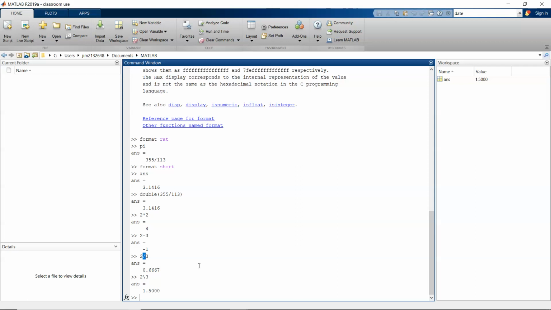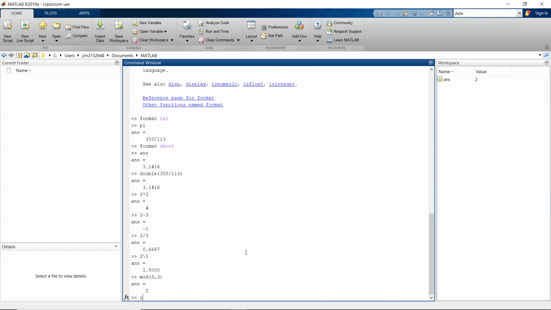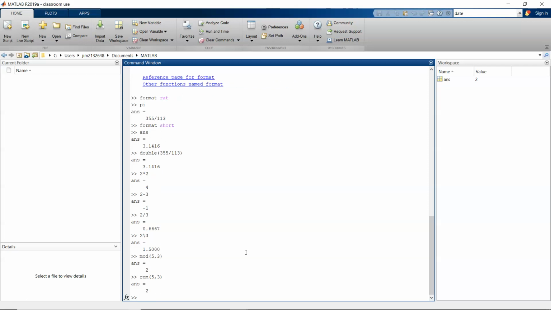Okay, and there's also integer division. There's mod and rem. Modulo is the remainder after division. For positive numbers, it's the same as the remainder. By the way, it gives you help how to use this command right there. And then it has more help. So modulo of 5 divided by 3, I think that's the direction it goes, should be 2. Remainder of 5 divided by 3 is also 2.